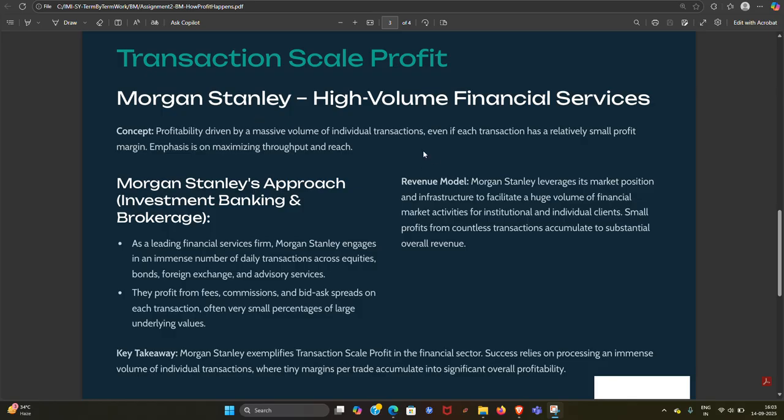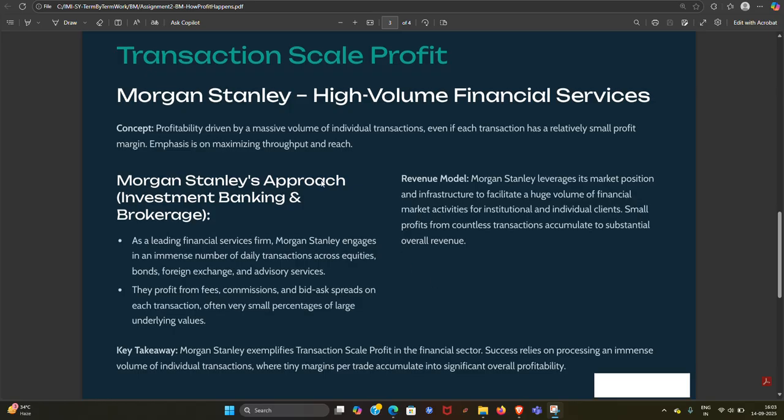And as a leading player, Morgan Stanley has a market position and infrastructure that they have focused on and built upon to facilitate a huge volume of financial market activities for all of their clients. So small profits come from each of these activities that happen daily on a very large basis, and that is how their success relies on having a lot of transactions with tiny margins built up to drive profitability.